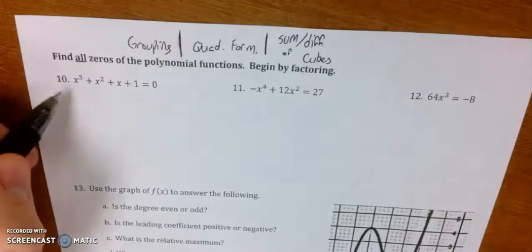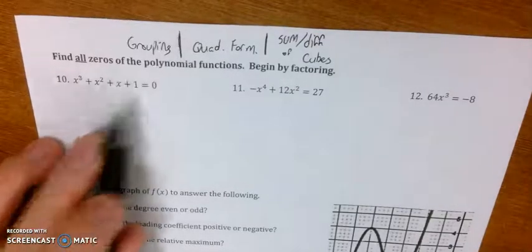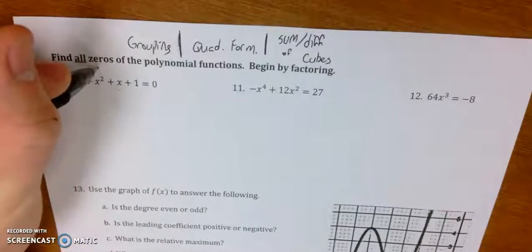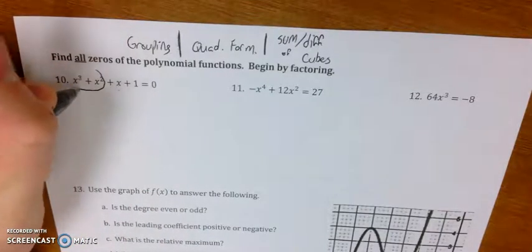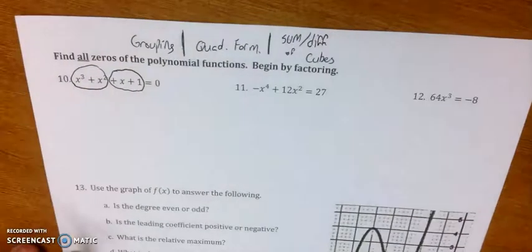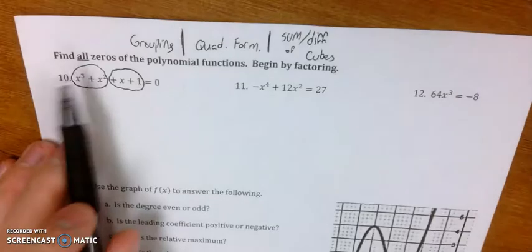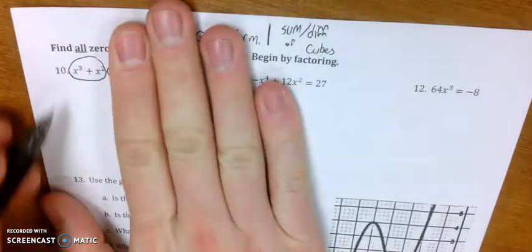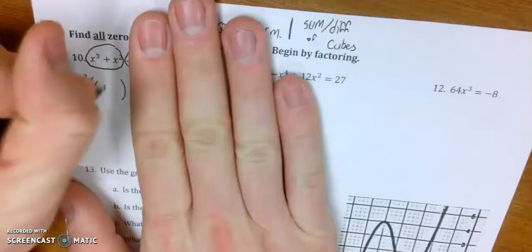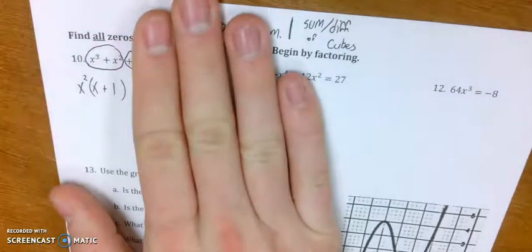All right, so let's take a look here. Number 10, there are 1, 2, 3, 4 terms. That's a big indication that I'm going to want to use grouping. So how this works is I'm going to look first at the first 2 terms and then at the second 2 terms. Within these first 2, I'm going to look for a GCF. Between x cubed and x squared, I've got a GCF of x squared, and that would leave me with an x plus 1 if I factored that out.